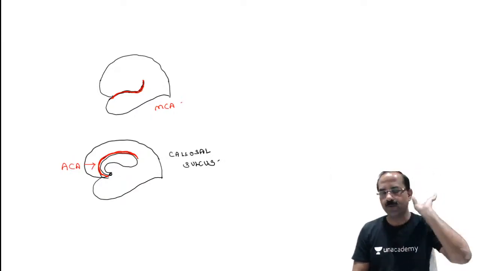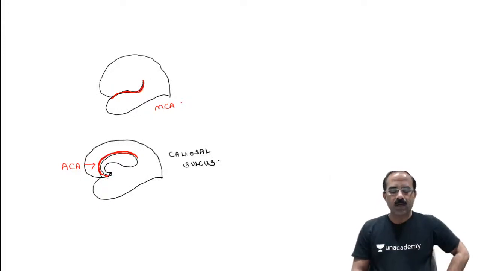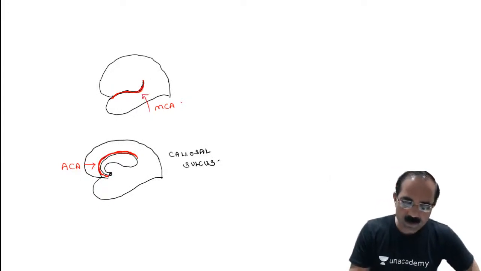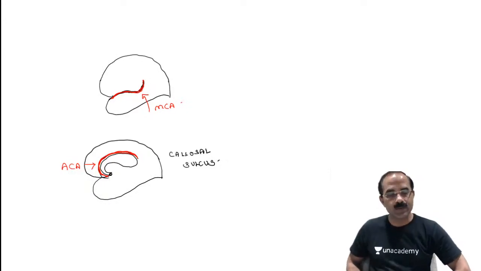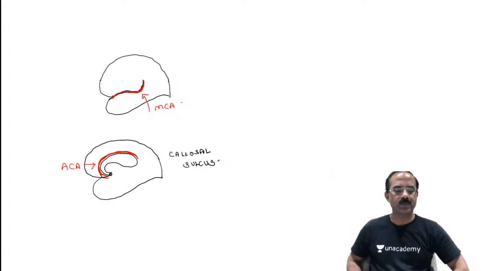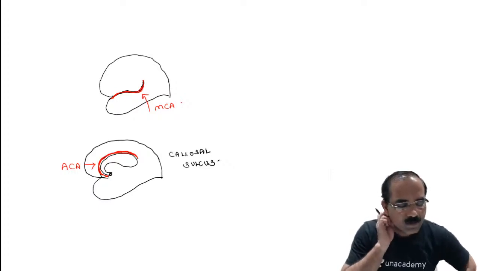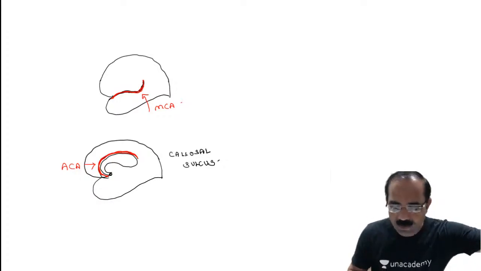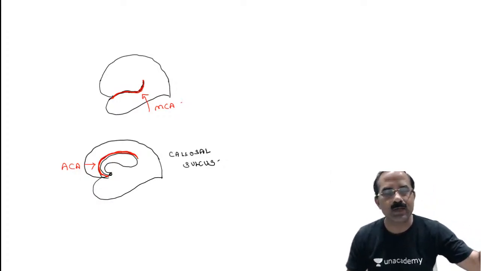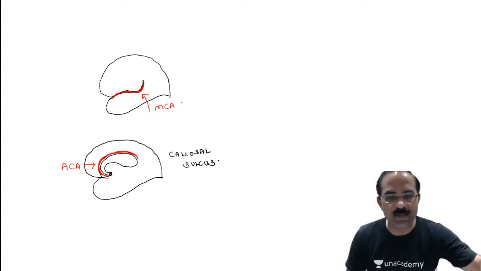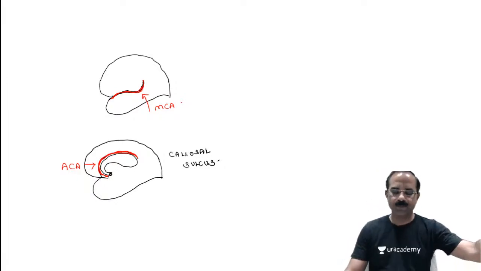This you should know. So the artery in the lateral sulcus is middle cerebral artery, and the artery in the callosal sulcus is anterior cerebral artery.